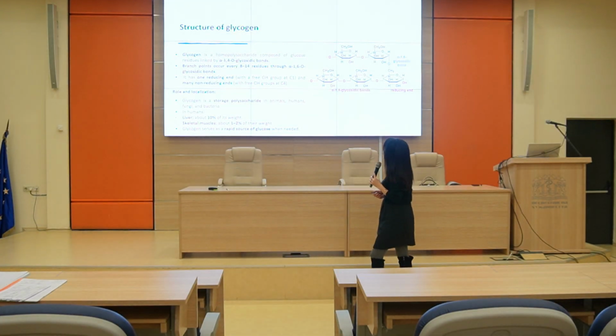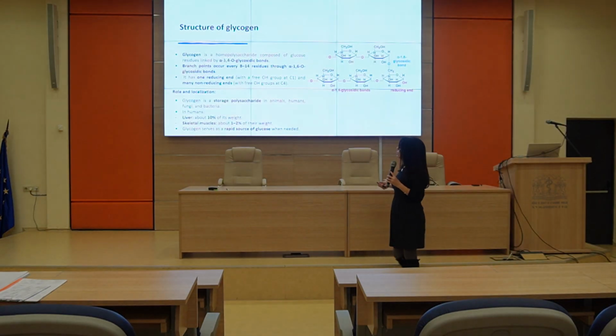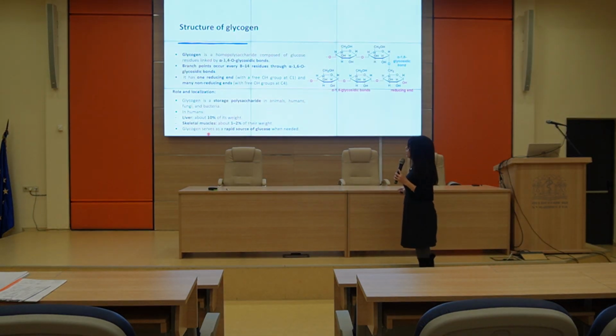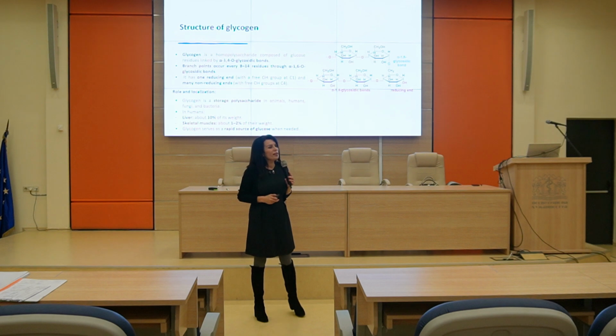It's important to understand. About the liver and skeletal muscle: in the human liver, glycogen is about 10% of its weight. In the skeletal muscle, about 1–2% of their weight. Glycogen serves as a rapid source of glucose when we need it.